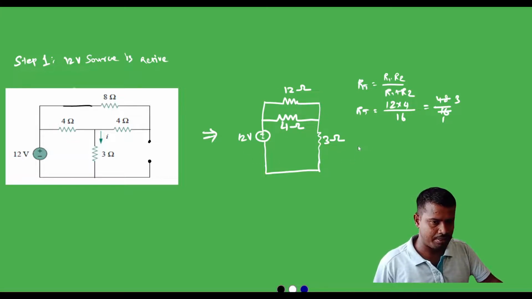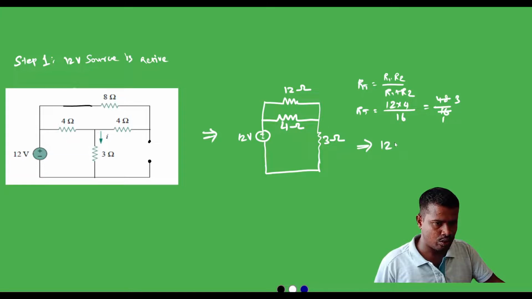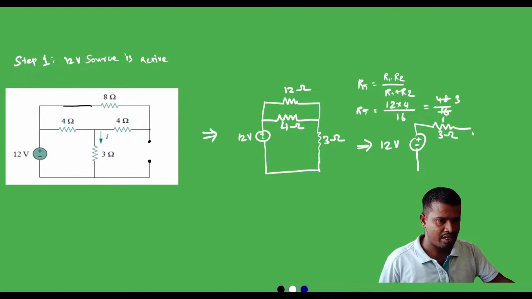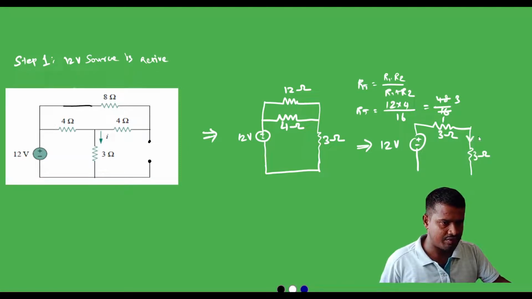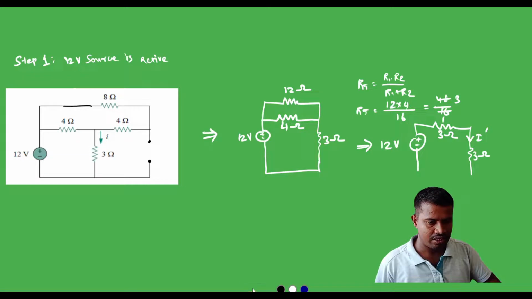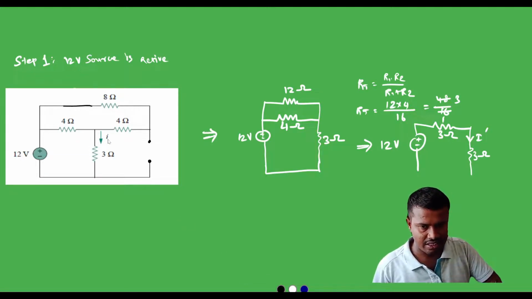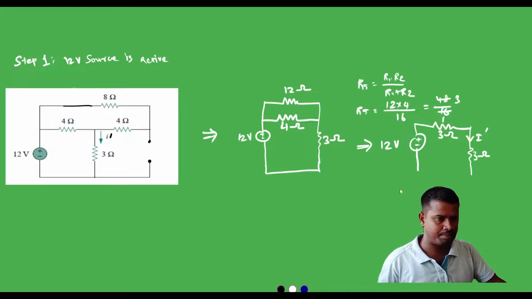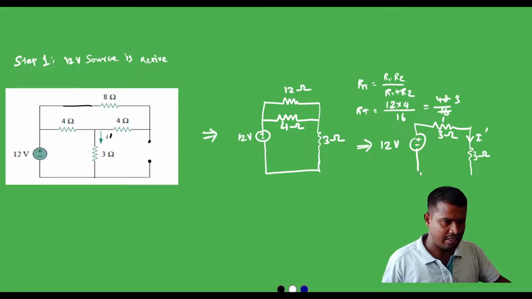On further simplification, we can write the 12 volt source, and this value becomes 3 ohm, and one more 3 ohm resistor is available. The current flowing through this is I prime, as initially we should consider the value of I, which is flowing through the 3 ohm. When the 12 volt source is active, we can write it as I prime, and the circuit is completed.